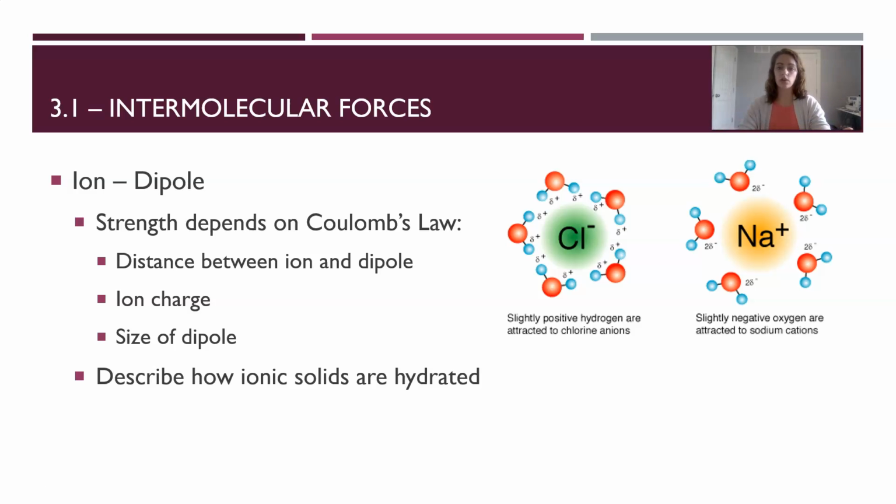When we draw our particle diagrams, we're going to show that the positive part of water, which is the hydrogens, is attracted to the chlorine, and the negative part of water, which is the oxygen, is attracted to the sodium. If you look at the diagram, you might notice that there's a 2 delta minus next to the oxygen. That's showing that it's pulling electrons from 2 hydrogens, not just from 1, so that's impacting how attracted those are. You can see the orientation looks a little bit different depending on the positives and the negatives.